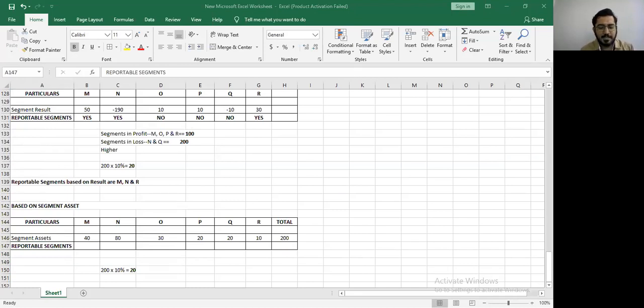Tell me, is segment M reportable? Yes, it is reportable. You need 20, we have 40 as your assets. It is definitely reportable.